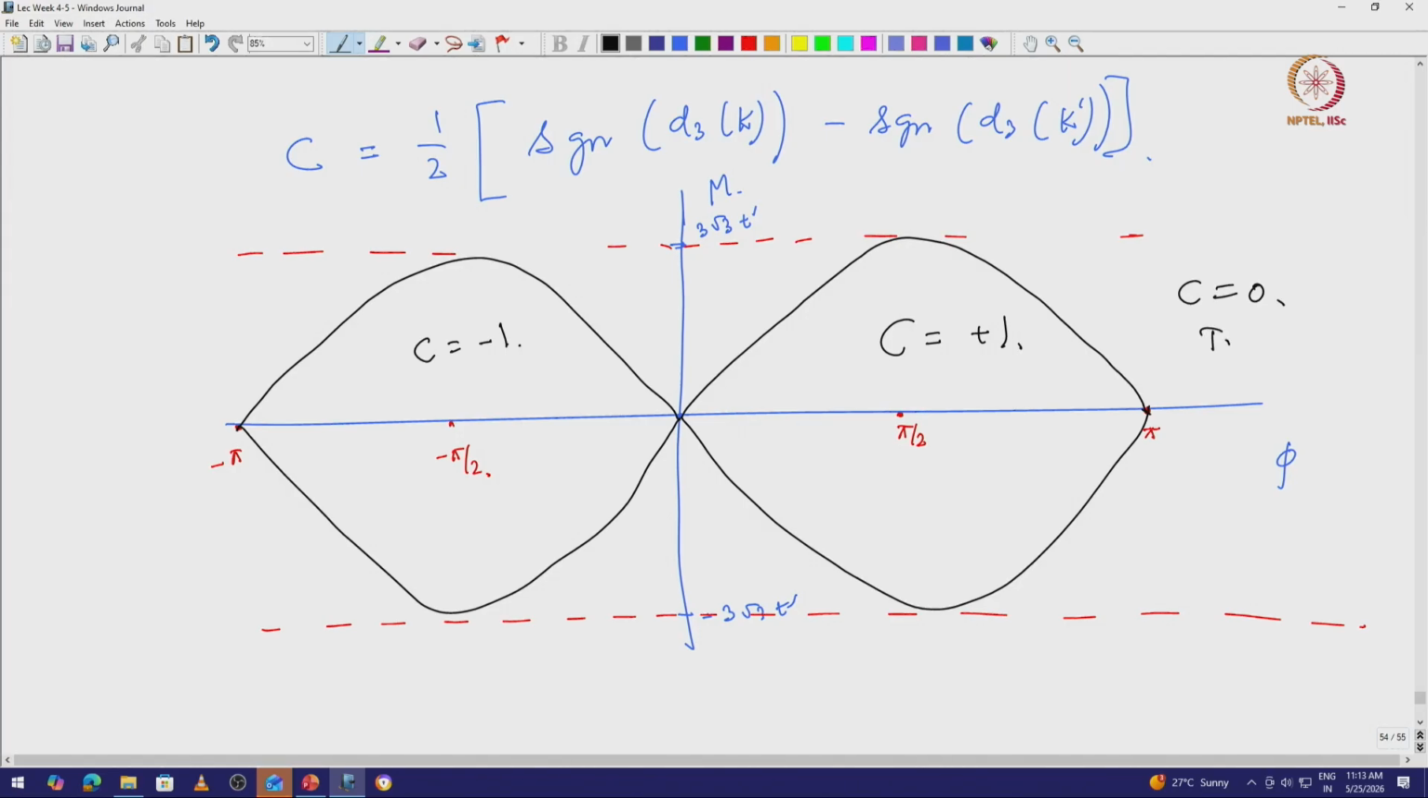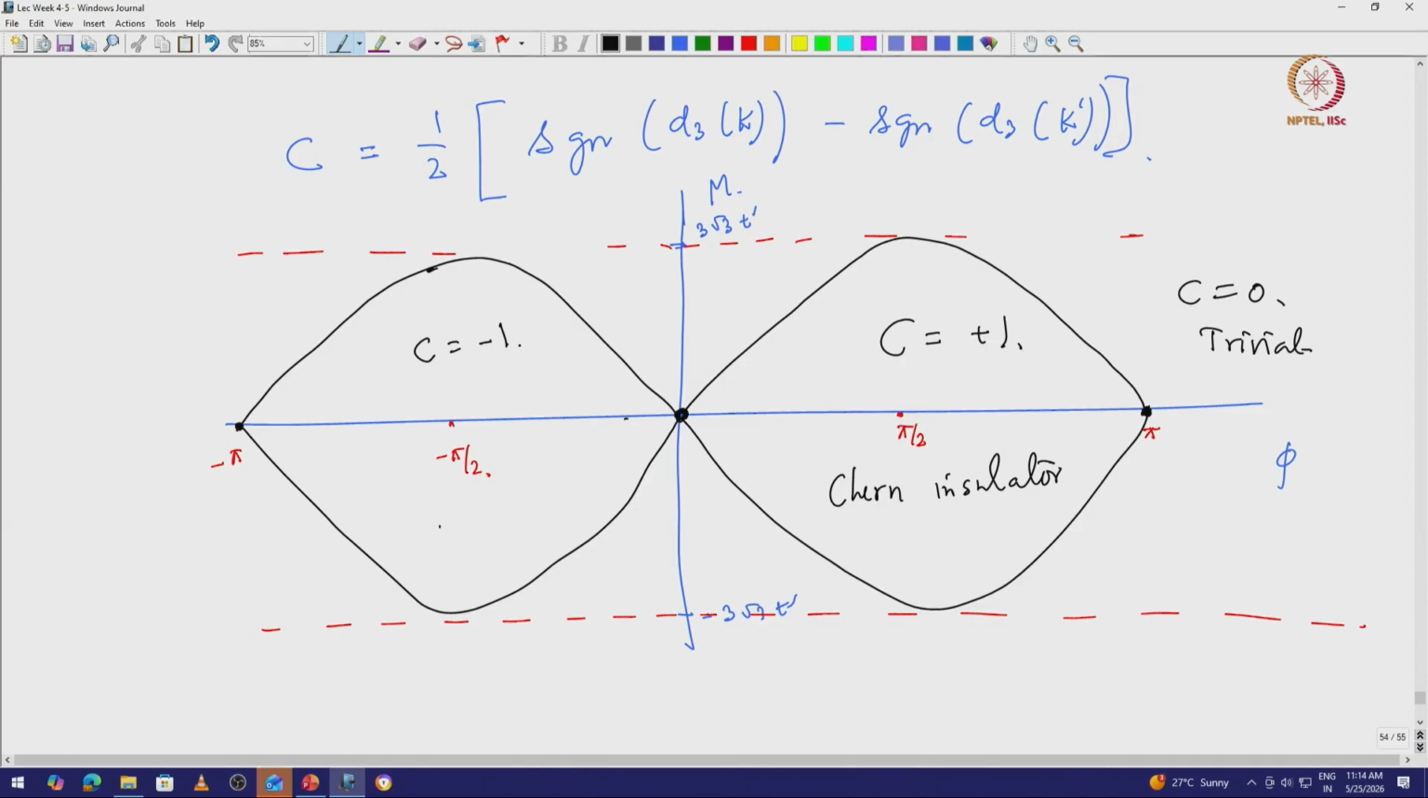So these are the trivial ones, these are the Chern insulators, Chern insulators with opposite signs. So these are the Dirac points: when m equal to 0 and theta equal to 0, d3 equal to 0, and at pi also. So this is much like the Rice-Mele phase diagram, except that there is a phase boundary which is kind of sinusoidal because of the choice of the gauge field.